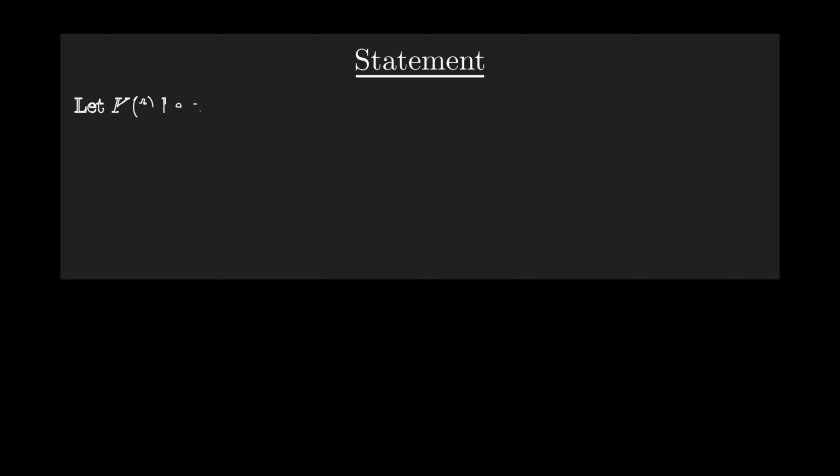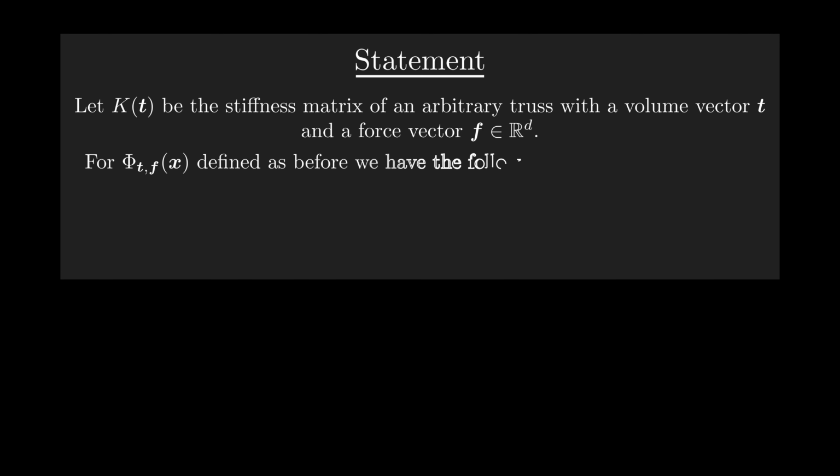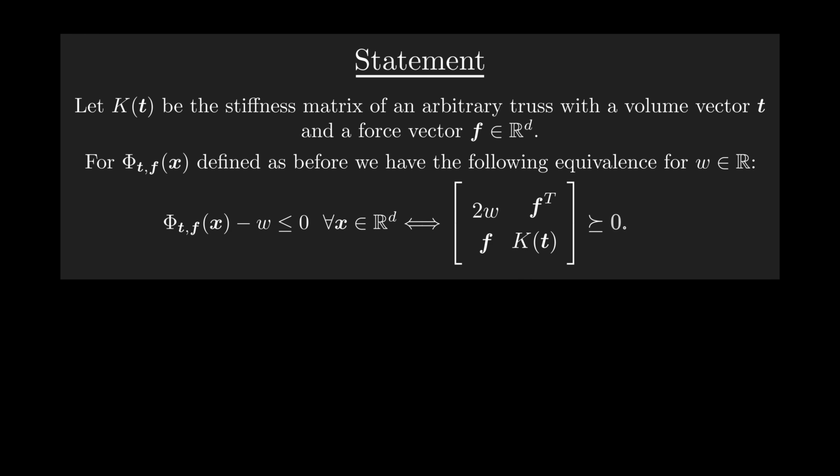The statement says that if we consider the stiffness matrix of an arbitrary truss with a volume vector t and a force f, then we have the following equivalence for the previously defined function phi. The function phi T f of x minus w is smaller or equal than 0 for all x element of R^d, so this means that phi T f of x is upper bounded by w, if and only if the following matrix is positive semidefinite. Now you have the choice to either watch the proof or to skip it for now and return to it after the end of the video if you're interested.